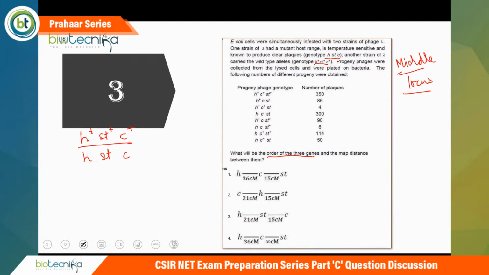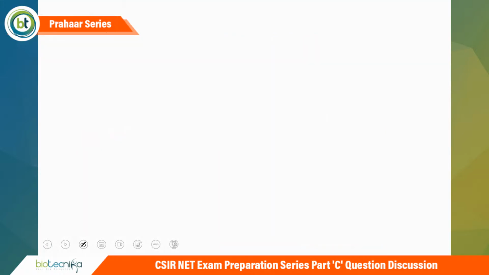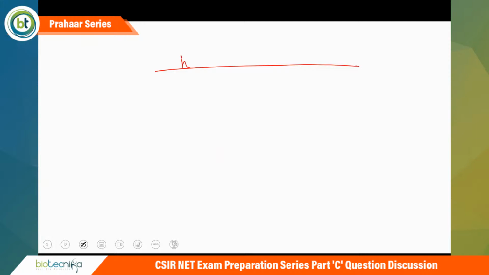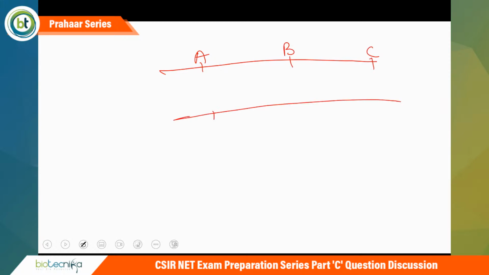Let me draw it here. If you have three genes, let's write them as A, B, C. On the other chromosome, you have small a, small b, and small c. Now, double crossover means that one crossing over event happens between A and B, and another crossing over event happens between B and C. That will be a double crossover.